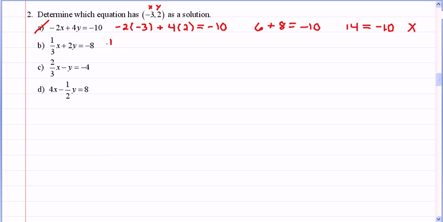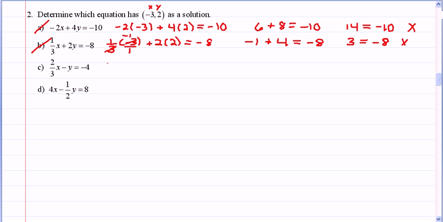For choice B, 1/3 times negative 3 plus 2 times 2 equals negative 8. And 1/3 times negative 3 is 1/3 times negative 3 over 1. The 3's cancel, and it reduces to negative 1. 2 times 2 is 4. And negative 1 plus 4 is 3, which also does not give us negative 8.